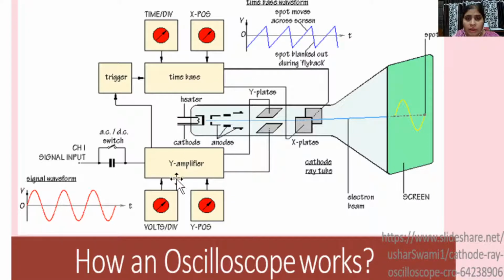So this signal, or we can say this sweep signal, is going after some time, but before this, the input signal is going to the amplifier. Just after amplification, this input signal will be available on the Y plates or the V plates.